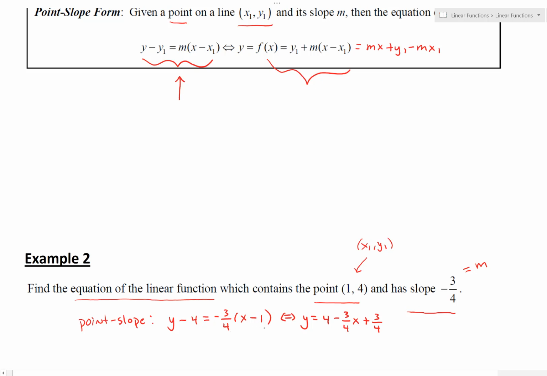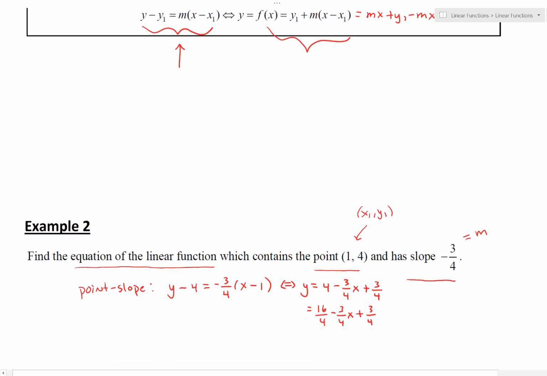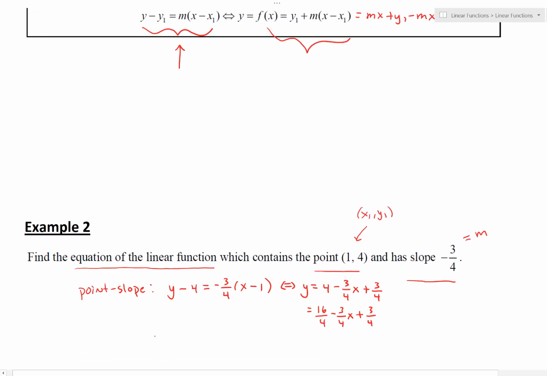Now, collecting like terms, we see that we have a 4 plus a 3/4. So, of course, 4 is a common denominator. 4 is the same thing as 16 over 4, right? Minus the 3/4 x plus the 3/4. And then finally, if we just add those together, we get that y, which is the function, say it's called f of x, is equal to negative 3/4 x plus 19/4.